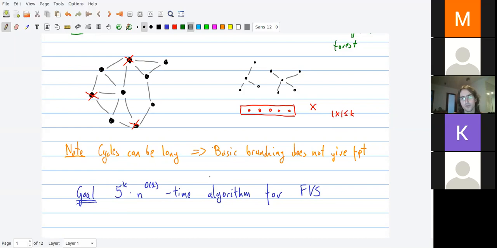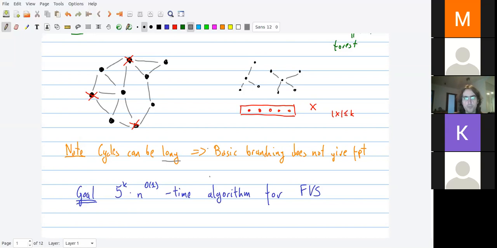So if you apply the same principle to feedback vertex set, we would branch on cycles, because we need to break every cycle. But cycles can be long, right? So there are not just two branches in which you can branch. There is an unbounded number of branches, so that trivial branching algorithm would not give an FPT algorithm. It would give something like n to the power k, because in the worst case, I'm branching in n different directions at every point.